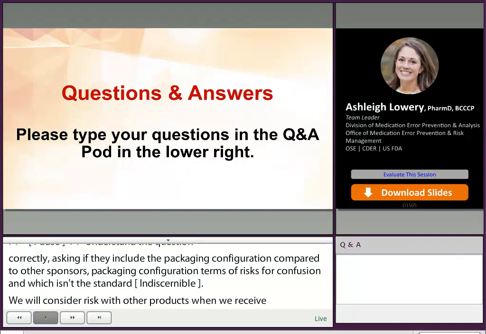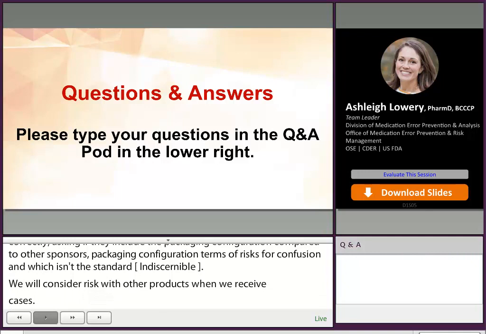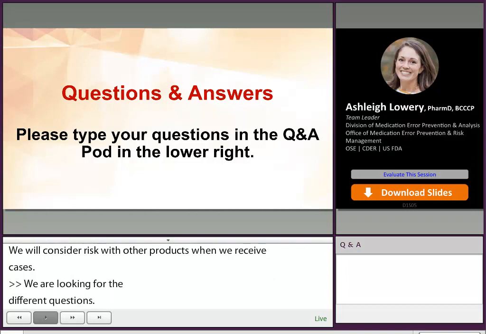Great, okay, we're just looking through the different questions. What strategy would you recommend in determining the impact of a specific intervention to reduce medication errors in the general population? Or maybe that's just a little bit too broad.